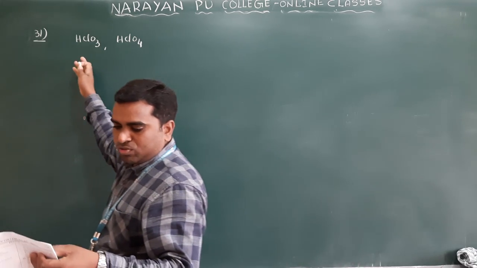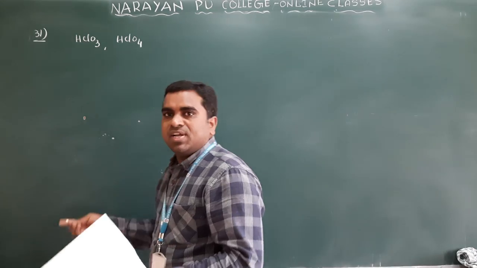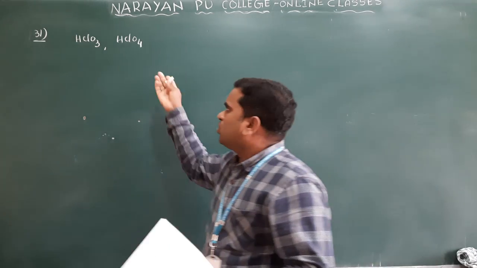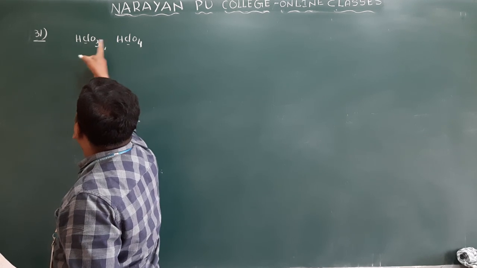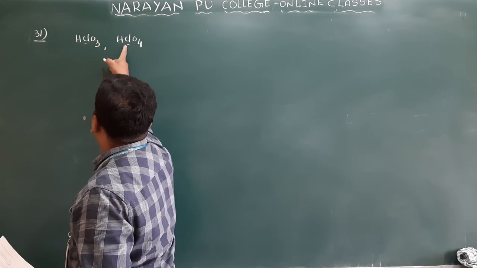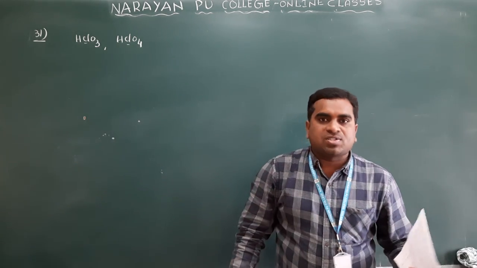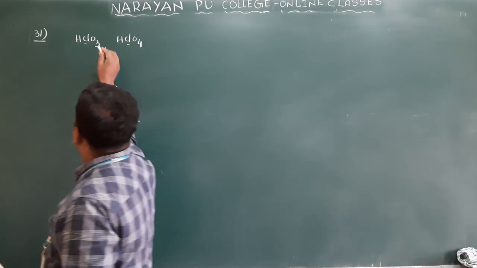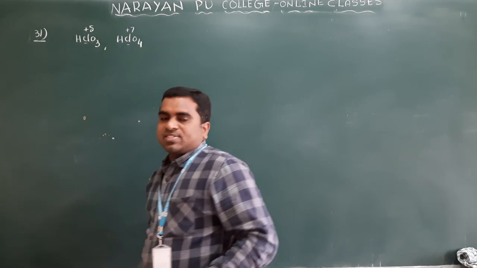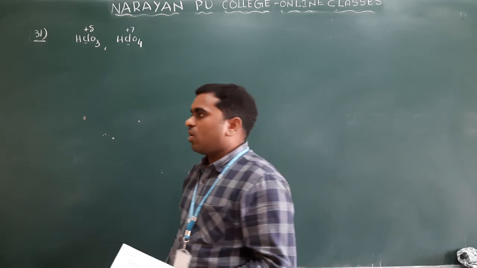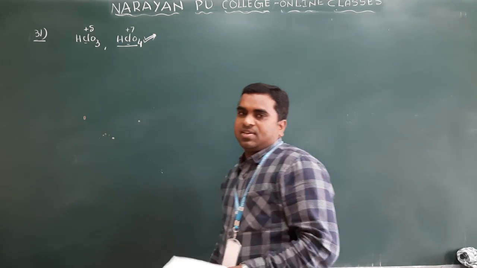With respect to the sulfur oxo acids, H2SO3 and H2SO4, between these two which one is more acidic? You already know. If the central atom is the same, then you have to see the oxidation state. Here it is 5 and this is 7, so as the oxidation number increases, the acidic character also increases. So that's why HClO4 is the strong acid.